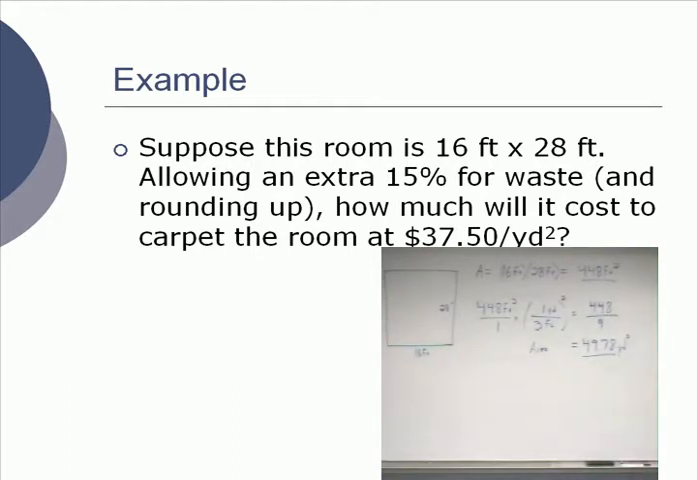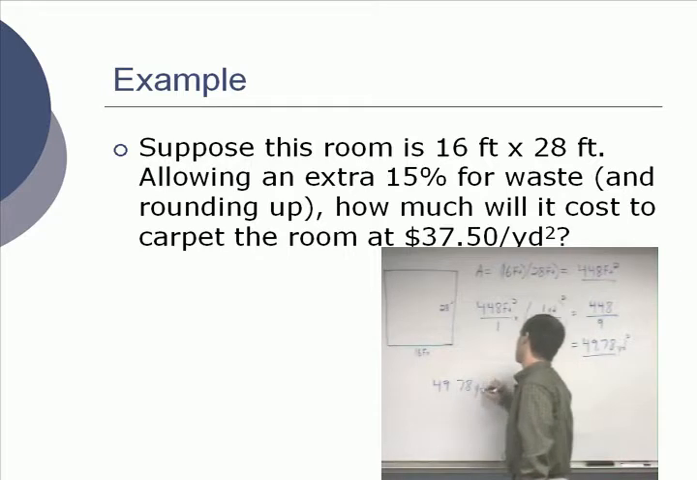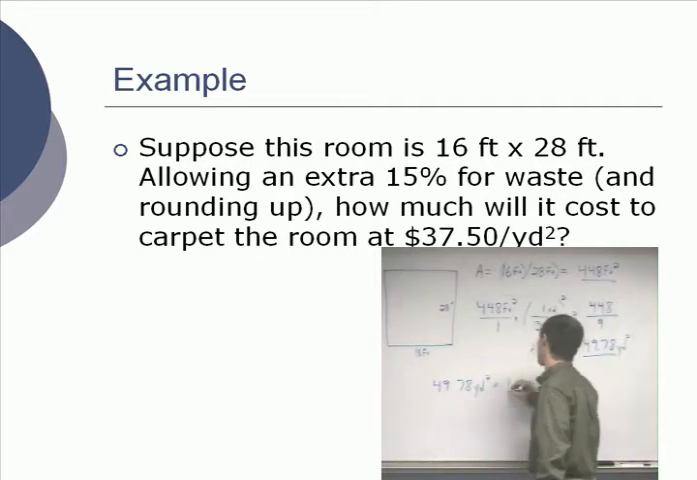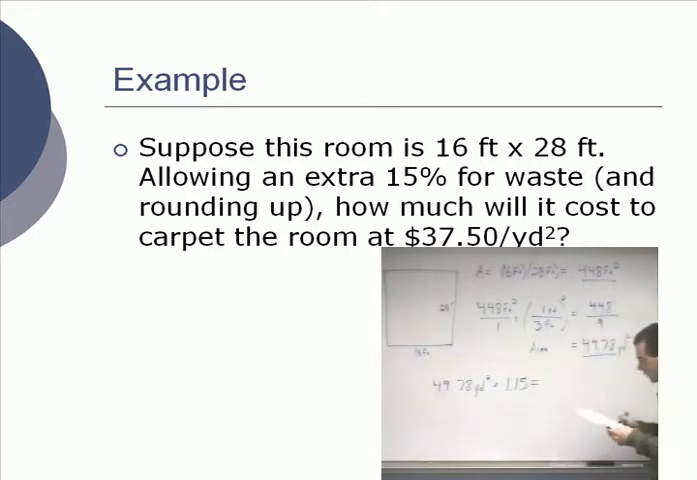No trouble there? All right, well now let's allow that 15% extra for waste. So we're going to multiply this by 1.15. We need all this carpet plus an extra 15%. So we're going to take 49.78 square yards times 1.15 to allow 15% extra. That's going to give us about 57 point.